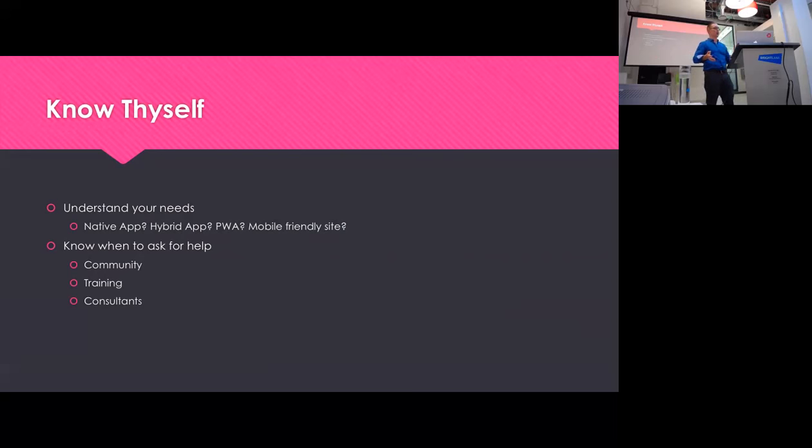So making sure that you're right sizing things to ensure that you're going to have a high level of success, and your stakeholders are going to be happy and your users are going to be happy. Know when to ask for help. So there's a decent community out there for mobile. People are passionate. They want to help. They want to engage.